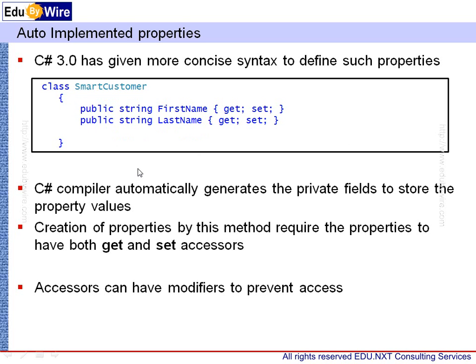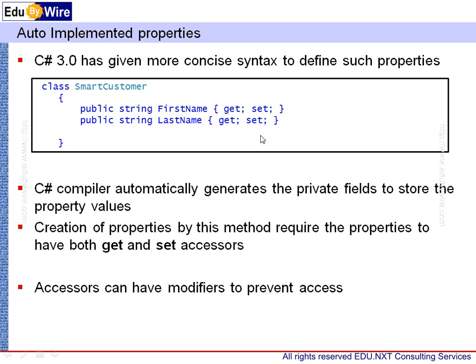C# compiler automatically generates the private fields to store the property values. So even if we haven't defined any private field to store the property value, C# compiler will do that job for you. Whenever we compile our program and examine the MSIL, we will be able to see the internal private fields used by the C# compiler to store the property values. Creation of properties by this requires both get and set accessors defined. So you can't have a property with only get accessor or only set accessor.